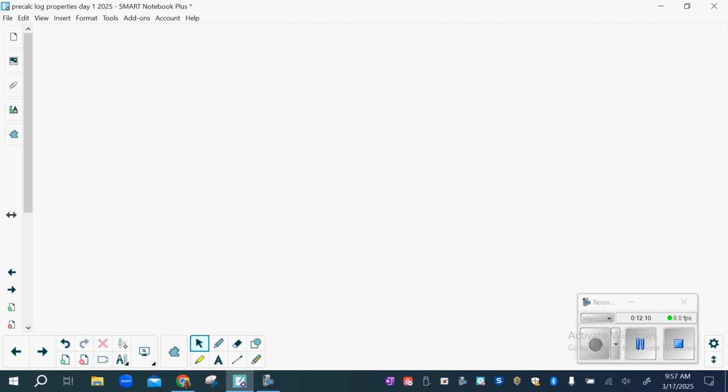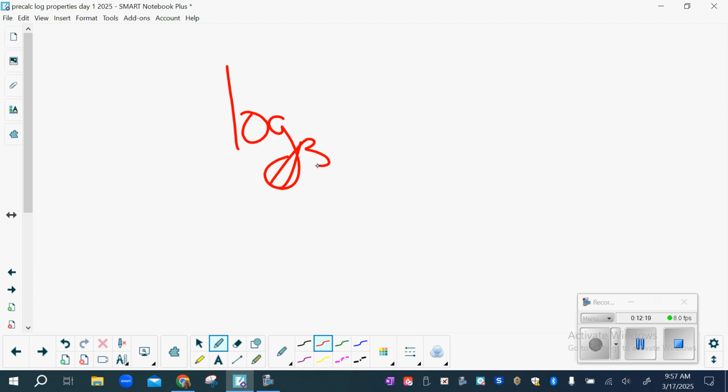So here we go. First example, if you could do this one, let's start easy. I always like to start with a nice easy one, a giveaway. Log base 3 of x to the 5th.